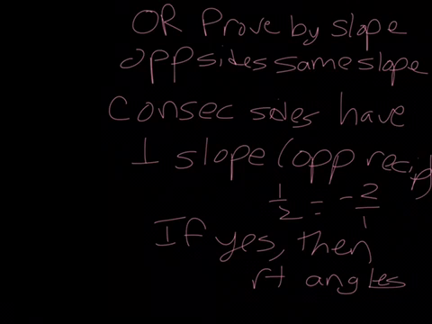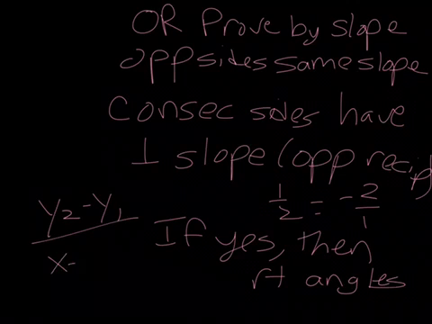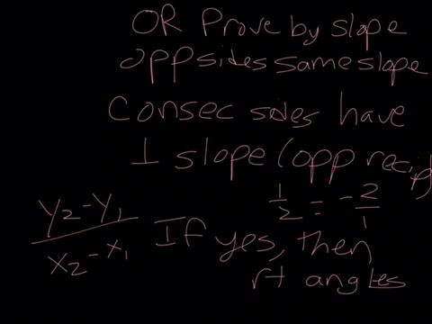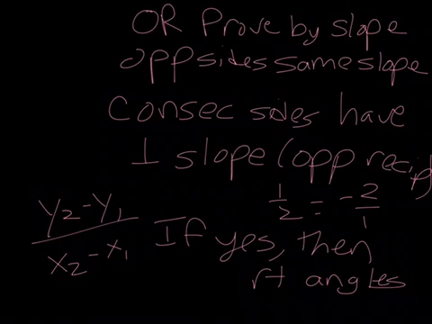So if I went back to the screen where we have our coordinates, we could be plugging into the slope formula. So using y sub 2 minus y sub 1 over x sub 2 minus x sub 1, we can find the slopes for all the sides. We're looking for the opposite sides to have matching slopes to prove parallel. And then we're looking for the two sides where they come together to have those opposite reciprocals to prove that we have a right angle. So if we prove that we have a parallelogram and we prove we have right angles, then we know we have a rectangle.